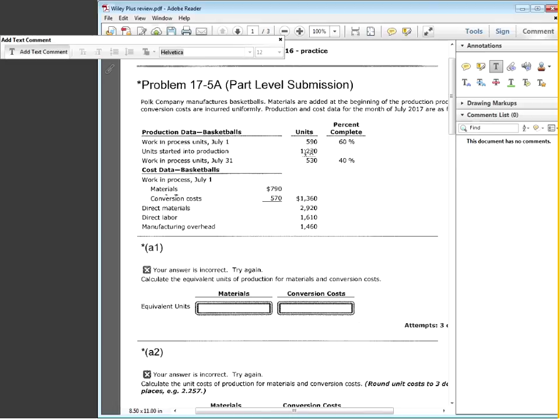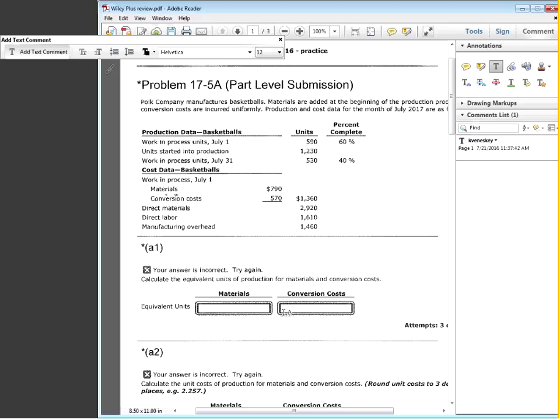It tells us we had 590 units that were partially completed at the beginning of the month. So of course we're going to finish those up and move those on to a different section. We have 1,230 new items that were started. Some were completed out of that. And then 530 out of those 1,230 were partially completed by the end of the month, but we're going to need to finish them next month as well.